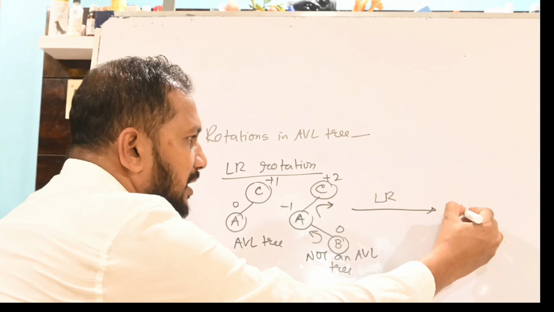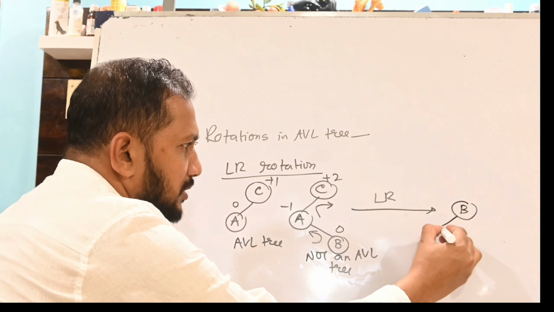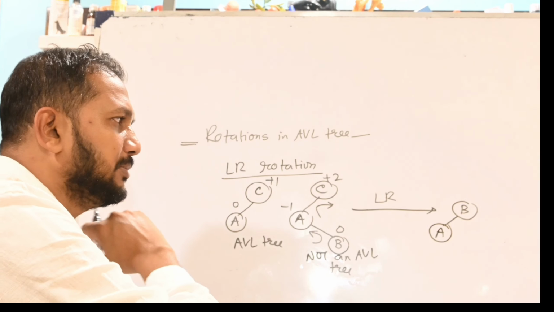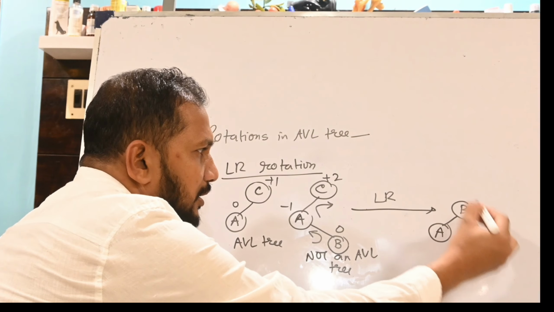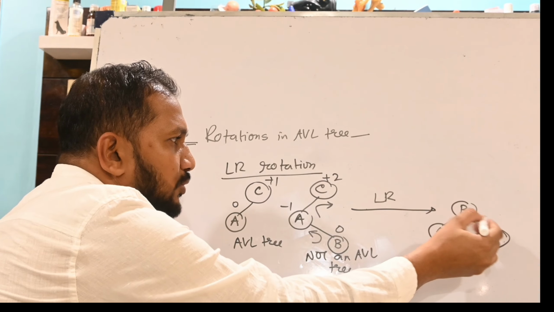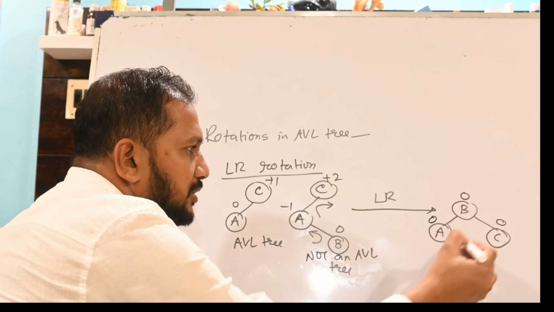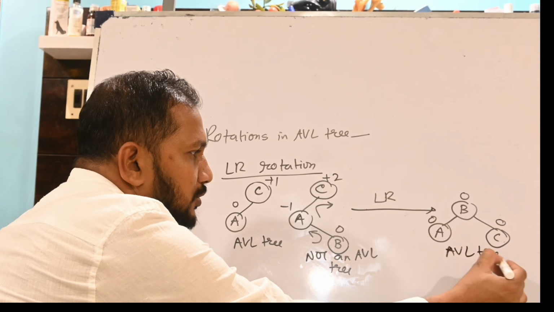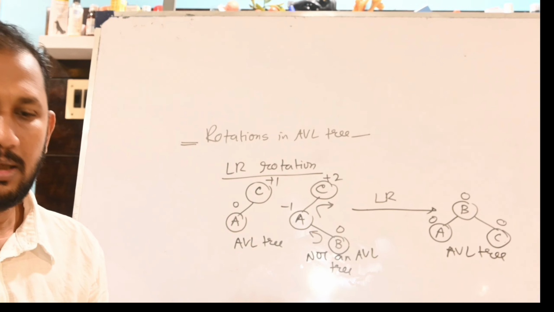First of all, B becomes the root, A moves to the left-hand side of B, and C moves to the right-hand side of B. Now the balancing factor is 1 minus 1, which is 0, 0, 0. So this is now an AVL tree. So this is the LR rotation of the AVL tree.